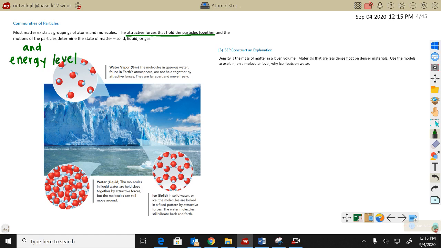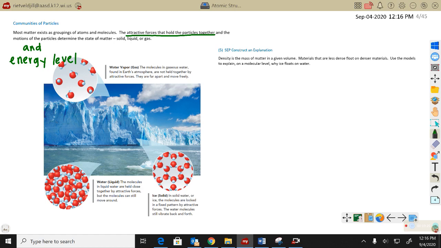Whatever the glue is in between the particles of a solid, it must be the strongest. And in a gas, it must be some kind of a really weak glue in between the particles, because they're pretty far apart and they move all over the place. They're not very attracted to each other, as opposed to a solid. So usually that's how I think about solids, liquids, and gases, and we kind of refer to the particles by their energy level, by their arrangement.